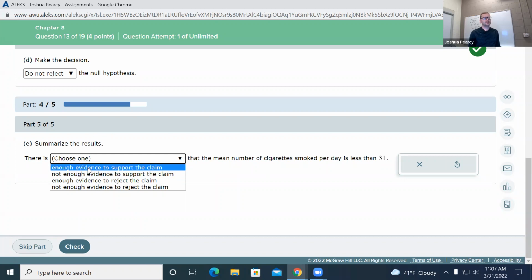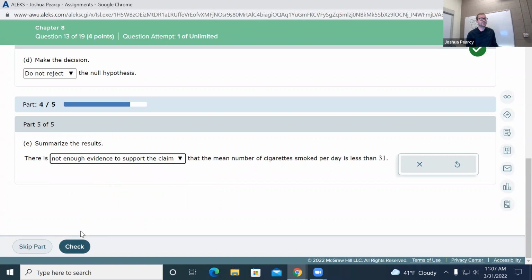What do you think? This one. There's not enough evidence to support the claim. So we failed to reject the null hypothesis, so we did not conclude the alternative. And the alternative was our claim.